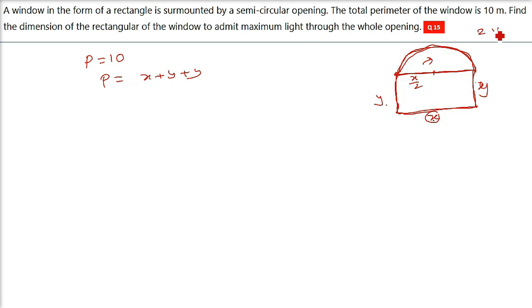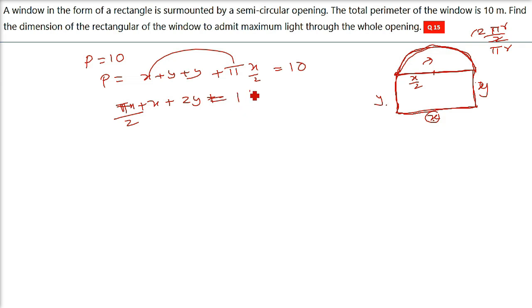If 2 pi r is the whole circle's perimeter, the perimeter of half of this, the semicircle, will be pi r. So just write pi into r, but r is already x by 2. It is half of x, which we have taken, meaning we have imagined or guessed. Now x plus 2y plus pi into x by 2, that is, pi x by 2 plus x plus 2y is equal to 10. This will give you one expression.